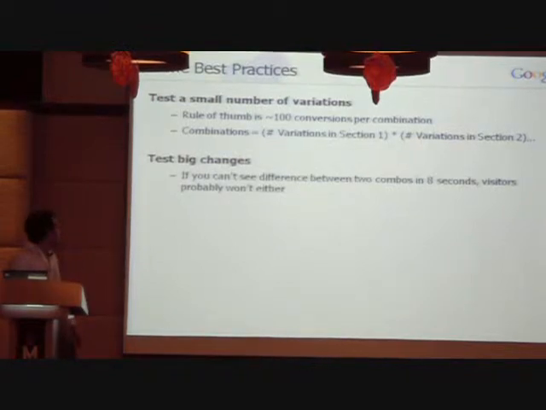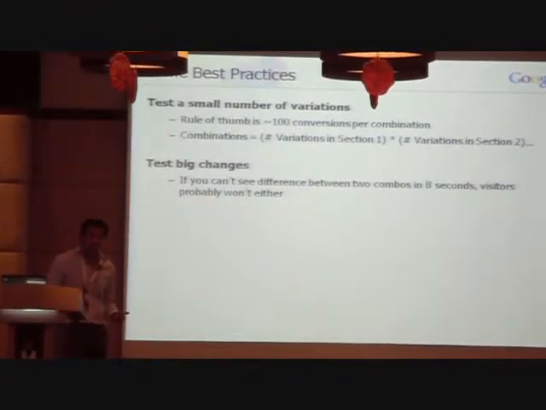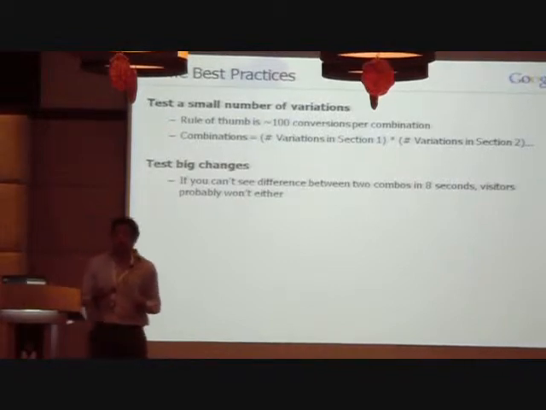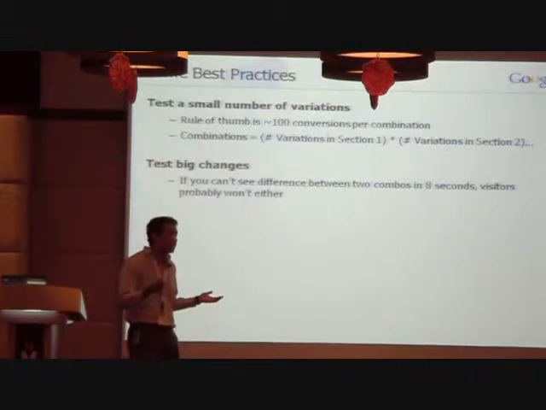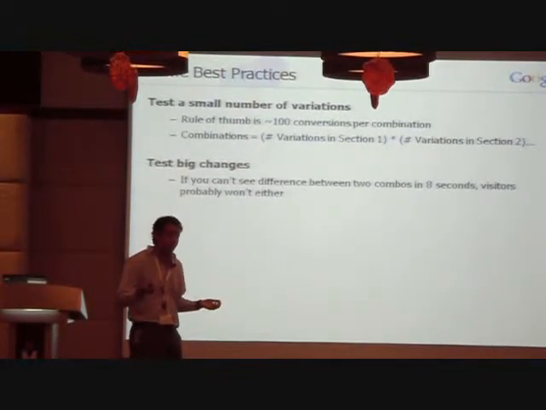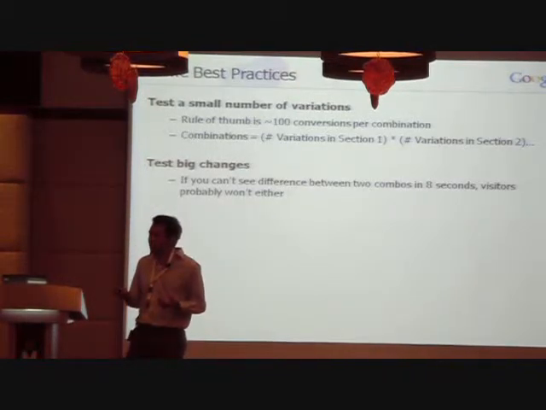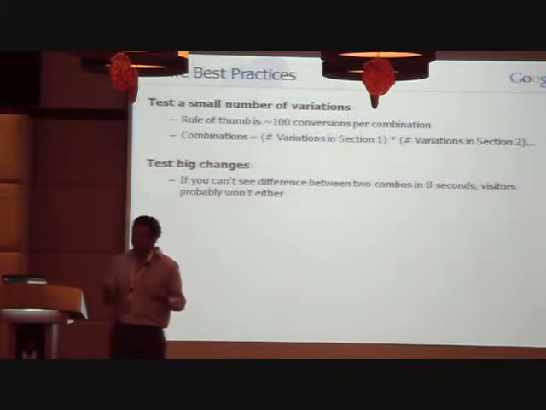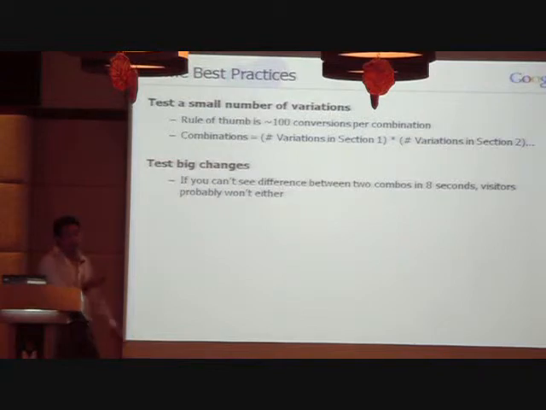Next, test big changes. If you can't see the difference between the combinations in around 8 seconds, it's not worth testing. I've had people come up to me and say, we just ran this awesome test, but the results were terrible. And I was like, what did you test? And they said, well, we tried to take away the comma, and we replaced it with a period. I'm like, well, I can see why you didn't get good results. So really, really be bold.